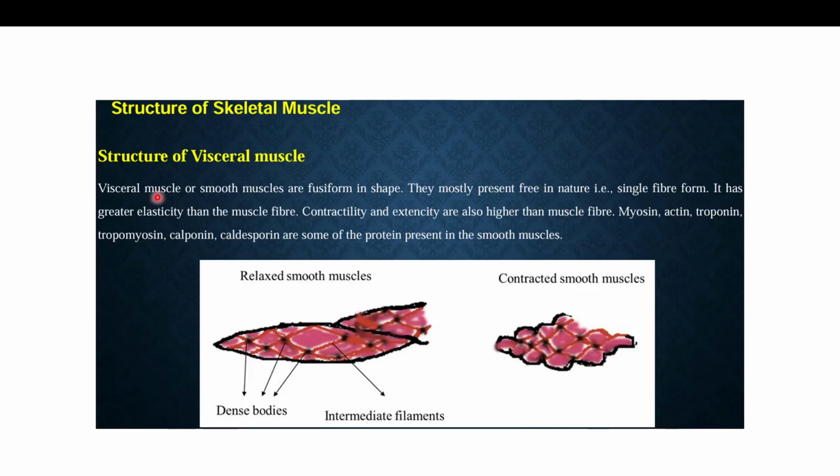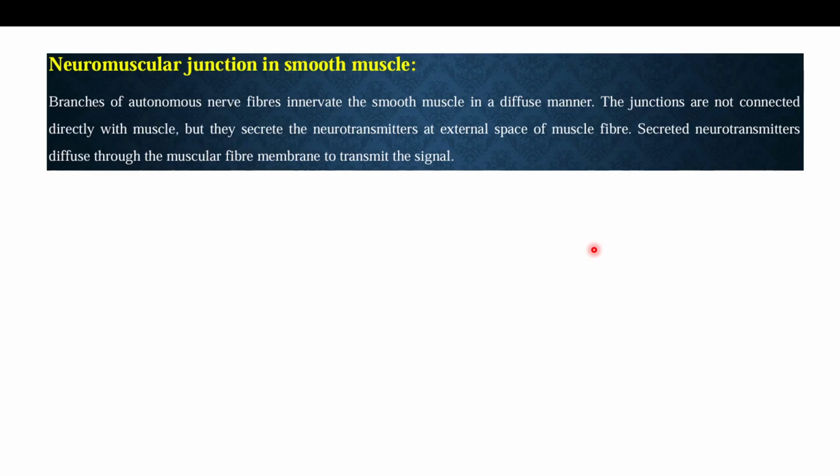Now, if we talk about visceral muscles, these are smooth muscles which are spindle shaped or fusiform in shape. They are mostly present free in nature, in a single fiber form. They have greater elasticity than the muscle fibers. Contractility and extensibility are also higher than the muscle fibers. Myosin, actin, troponin, tropomyosin, and calcisporin are some of the proteins present in the smooth muscles.